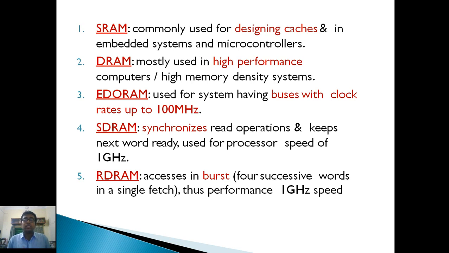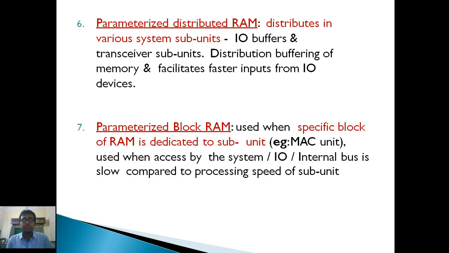All these kinds of RAMs have been introduced to speed up the processor. If we want high performance from a processor, we use these different kinds of RAMs, such as RDRAM, which helps the processor fetch 4 successive words in a single fetch. It increases the performance of the processor. That's why its speed is 1 GHz. It's a high performance RAM. In a high performance system, this kind of RAM is used. Let's go to the next slide.